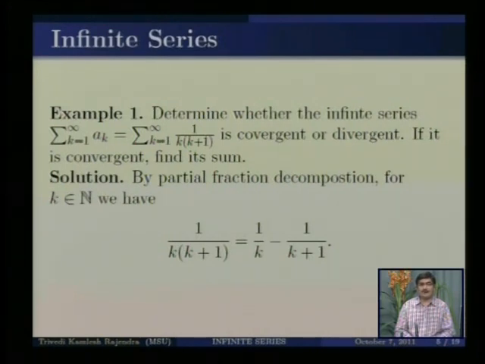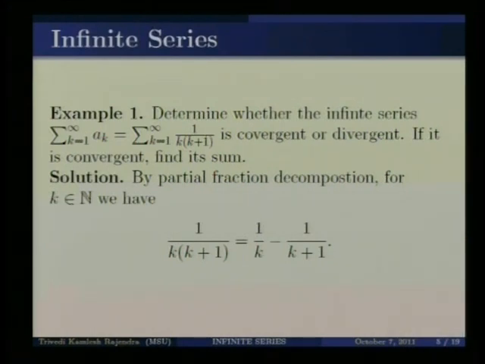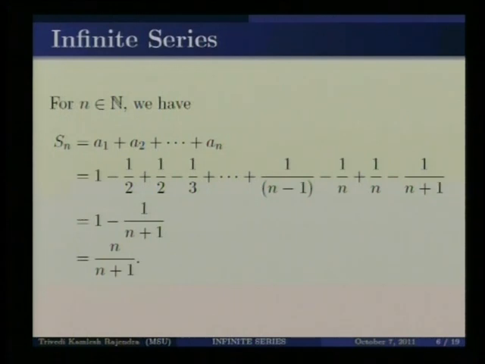Now, as we know, the partial sum sequence is nothing but the sum of the first n terms of the series. So first I simplify the kth term of this series, which is 1 upon k into k plus 1. If you do a regular partial fraction decomposition, which we usually do in calculus, we find that 1 upon k into k plus 1 can be written as 1 upon k minus 1 upon k plus 1. The benefit of this is that I will now calculate S_n for any natural number n.